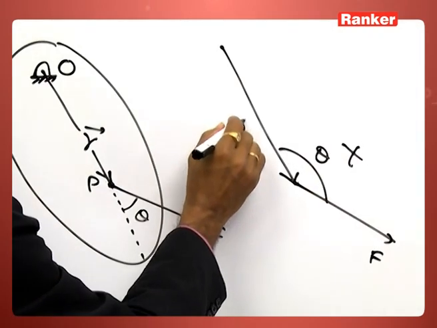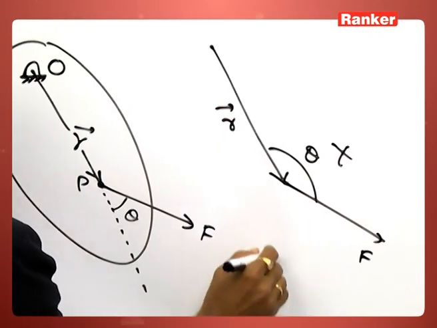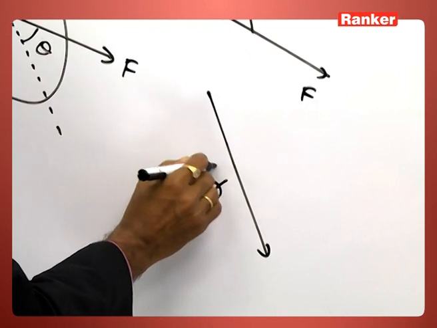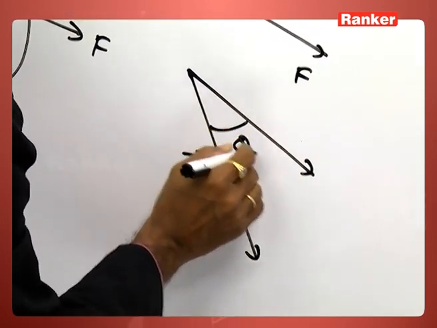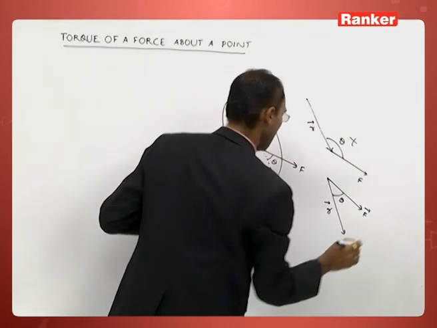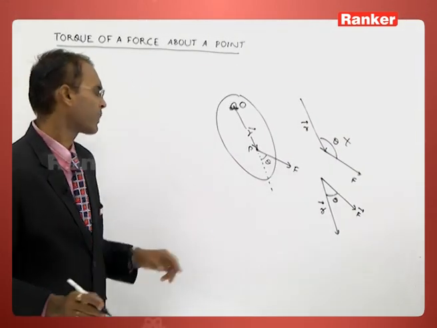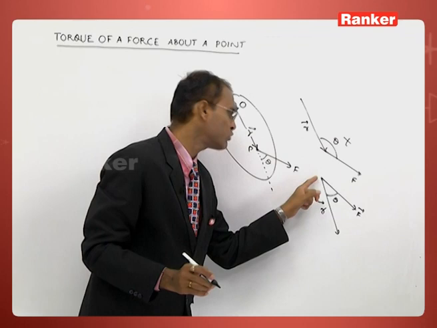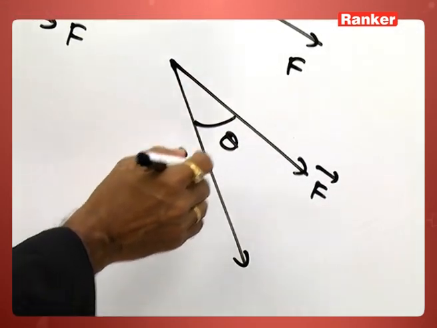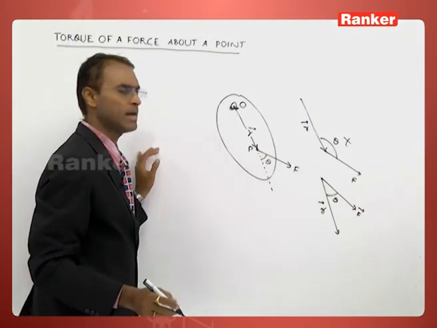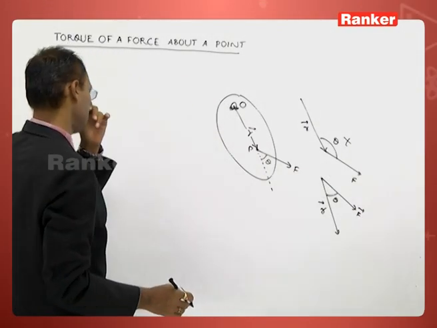The correct theta is the angle between the force and the position vector. You bring the tails of these two vectors to a point, and the angle between these two is the angle theta.